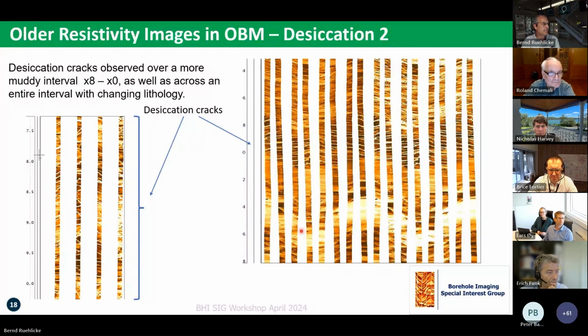Yeah. So here it is observed over a more muddy interval, as you can see, as well as across an entire interval with changing lithology. So it is really neat the way you can see here how they change with the lithology in the middle here, around, well, as Bernd is showing with his pointer here. But again, it's something to remember when you do see these. It's not a whole load of open fractures. It's desiccation cracks, and they only affect the older style of oil-based mud images.